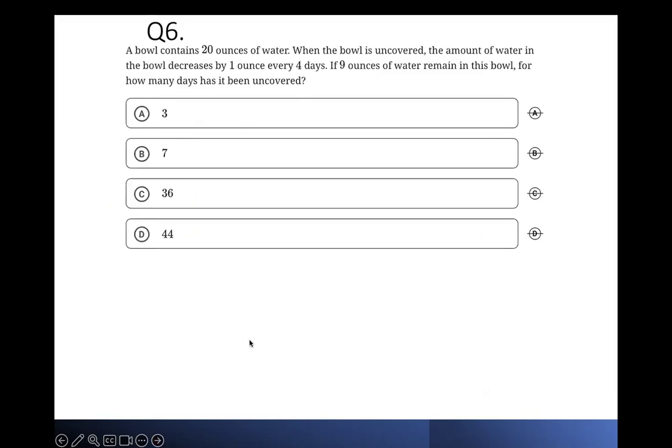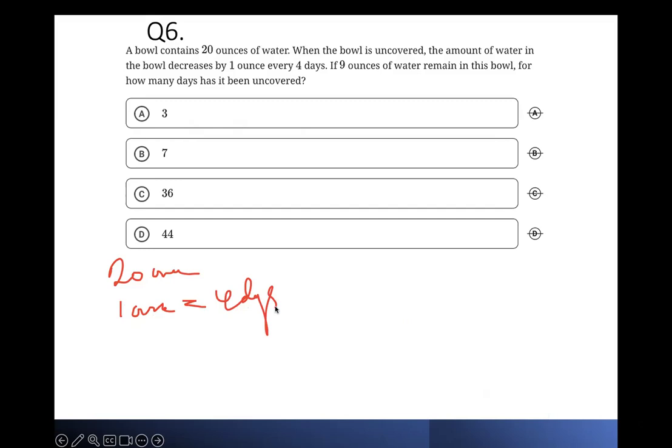A bowl contains 20 ounces of water. Same thing. As you read, you write it down. But pause the video, attempt to answer the question, and then come back. So what do we have? We have 20 ounces in the bowl. When a bowl is uncovered, the amount of water in the bowl will decrease by what? 1 ounce every 4 days. So an ounce will be lost in 4 days.